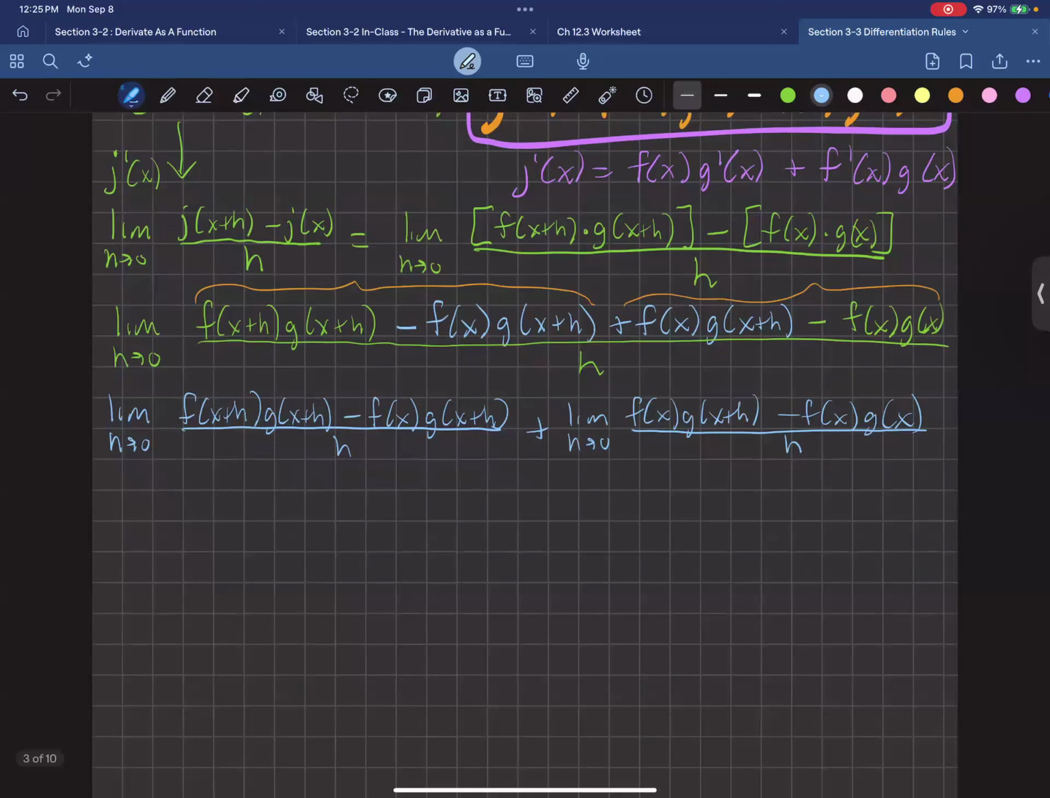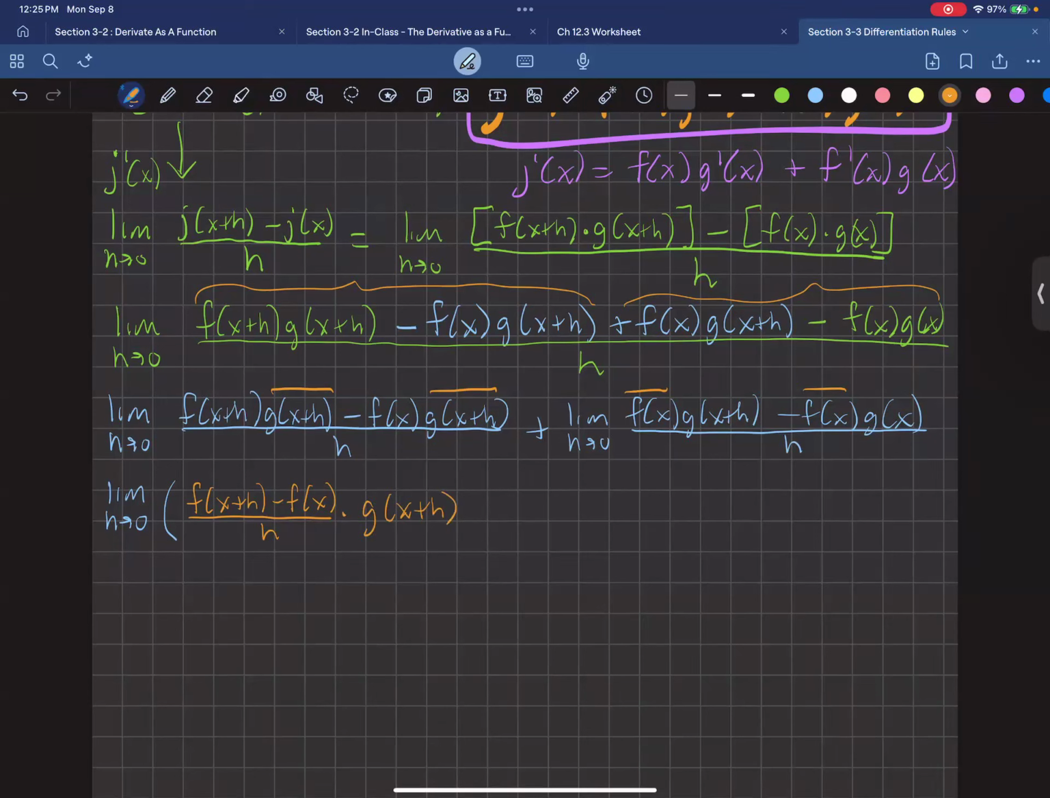Okay, now you can factor. On the first one, we're going to pull out the G of X plus H. On the second one, we'll pull out the F of X. So I have F of X plus H minus F of X over H times G of X plus H, plus the limit as H goes to 0 of G of X plus H minus G of X over H times F of X. Let me put the F of X first.